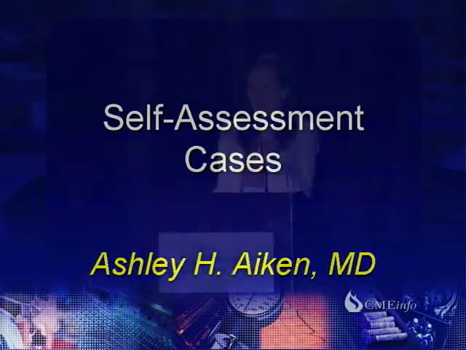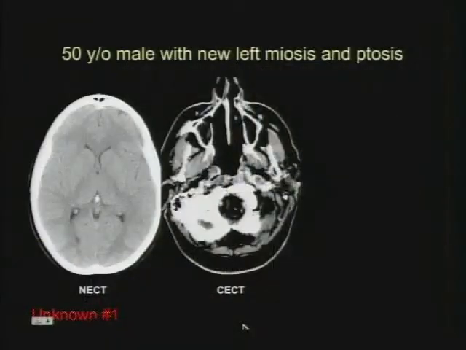So we're going to start now, and for the rest of the neuro section, we're going to do some unknown cases. So the first case is a 50-year-old male with new left-sided miosis and ptosis. So you have a non-contrast CT, and initially this patient only had a non-contrast CT and a contrast-enhanced CT. But based on the history, the patient needs something else. So what other exam would you order?